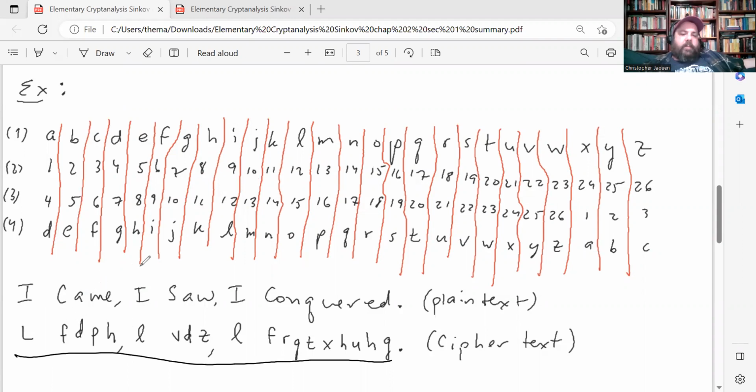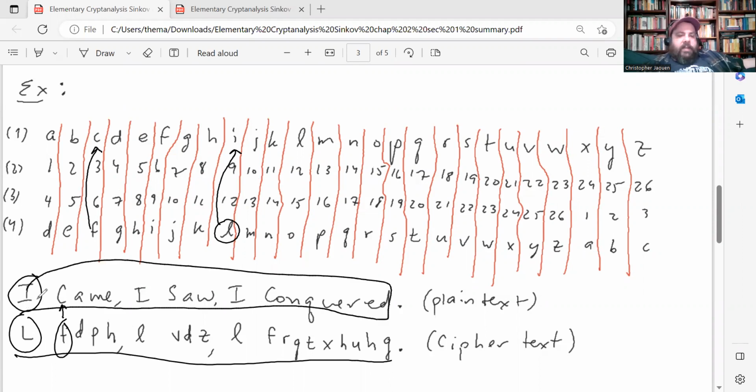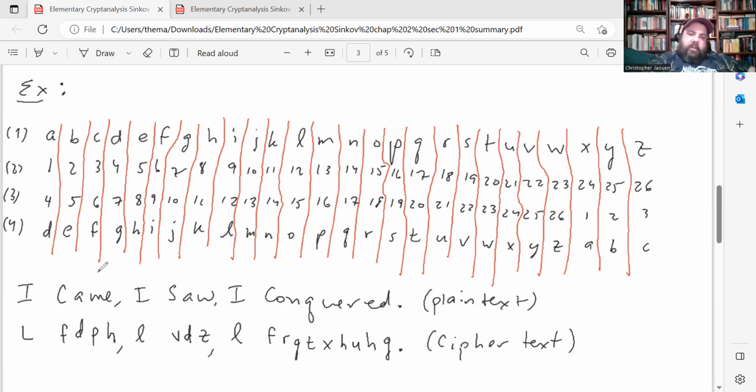the original message was, you would go to L in the cipher alphabet, and you would look up what the plain text letter would be. So that would be I. Then you'd look up F in the cipher alphabet, and that is equivalent to C, right? And so on like that. And if you do that for all the letters, you'll come back with the plain text, I came, I saw, I conquered. Right, so that's how you would decipher the code using the key.